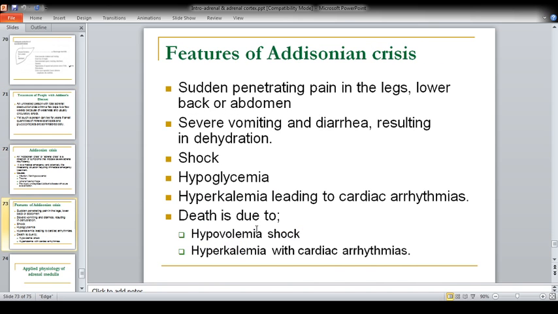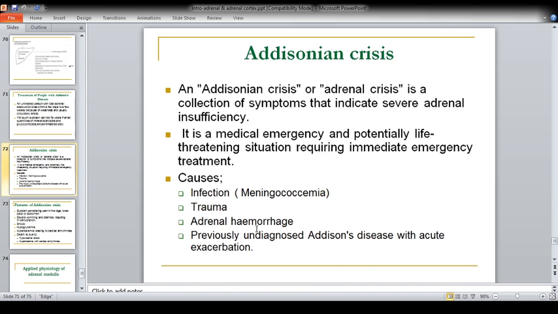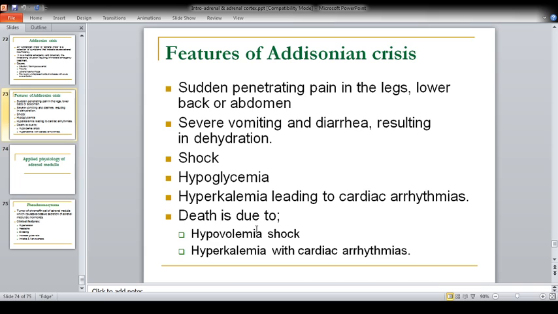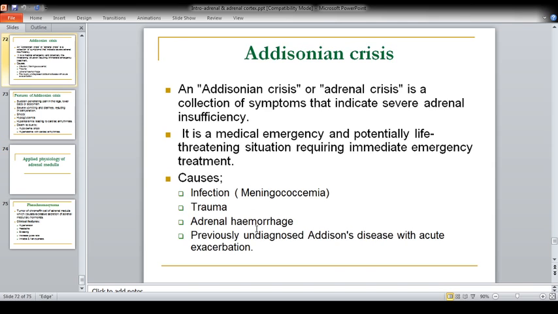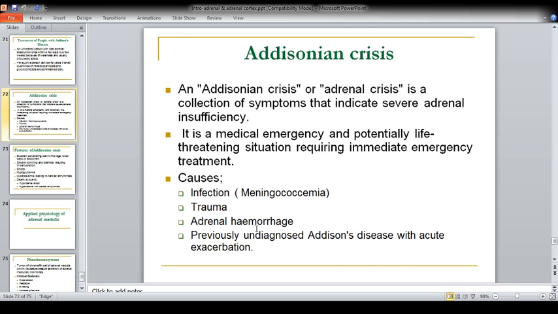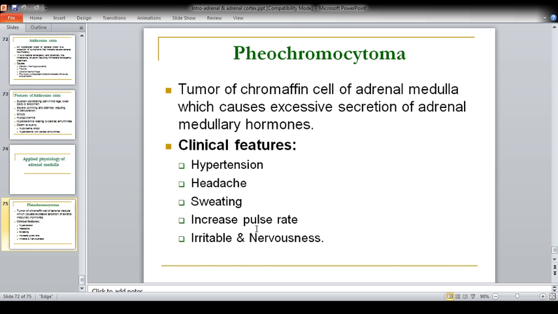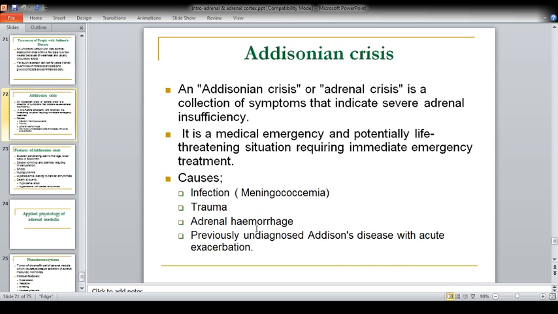So this Addisonian crisis I'll explain in the next lecture, I guess, and we would be starting pancreas in the next lecture too.